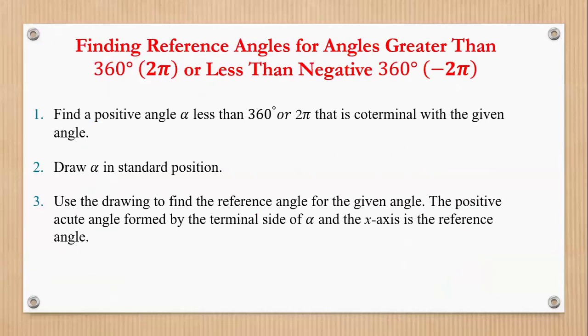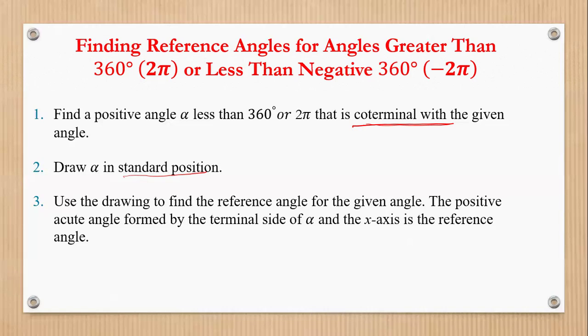So this slide tells us how we can find the reference angle if angles are greater than 360 degrees or are negative. If you have an angle greater than 360 or a negative angle, first you need to find the coterminal angle. A coterminal angle means an angle which has the same initial and terminal side as your angle. After finding the coterminal angle, you need to show it in standard position and then find the reference angle for that coterminal angle.